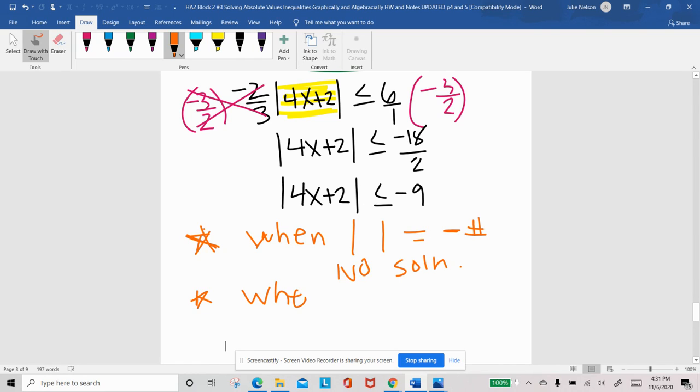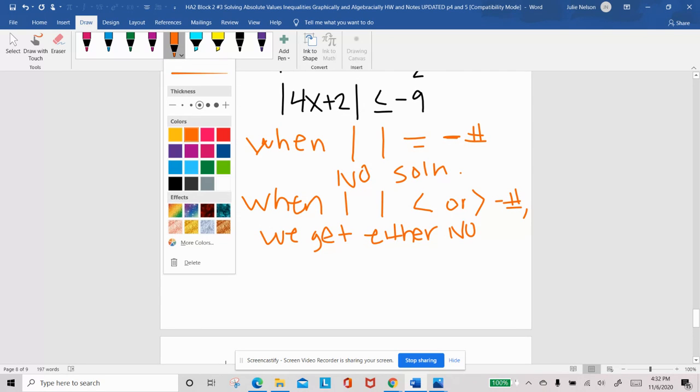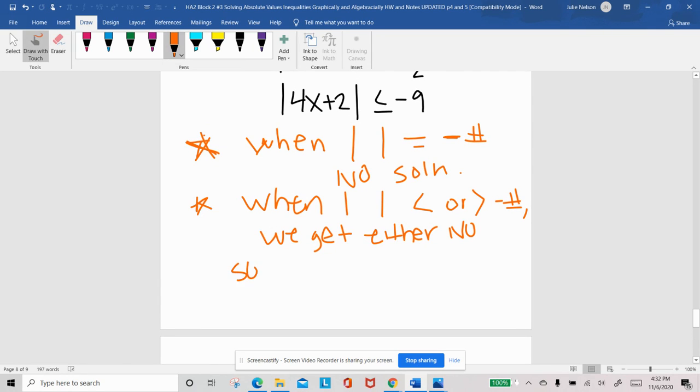So when the absolute value is less than or greater than a negative number, we get either a no solution or infinitely many solutions.